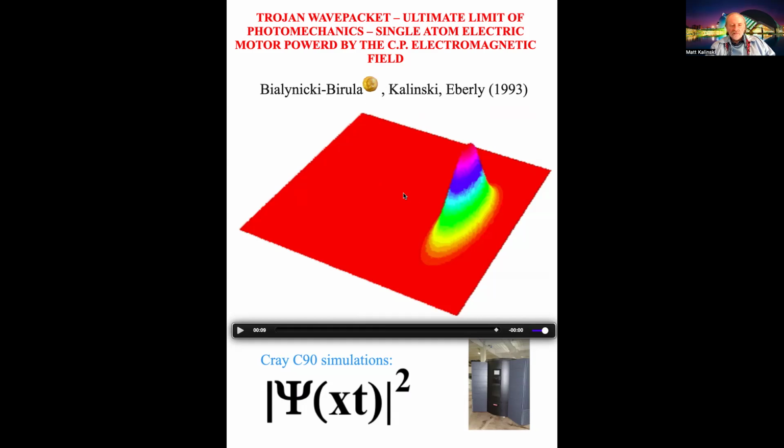And this state was discovered by me, by my informal thesis supervisor Iwo Białynicki-Birula, who recently got the Wigner Medal, also for discovering Trojan wave packets, among other contributions to quantum mechanics, and with Joe Eberly, who was my formal thesis supervisor at the University of Rochester in the 90s.